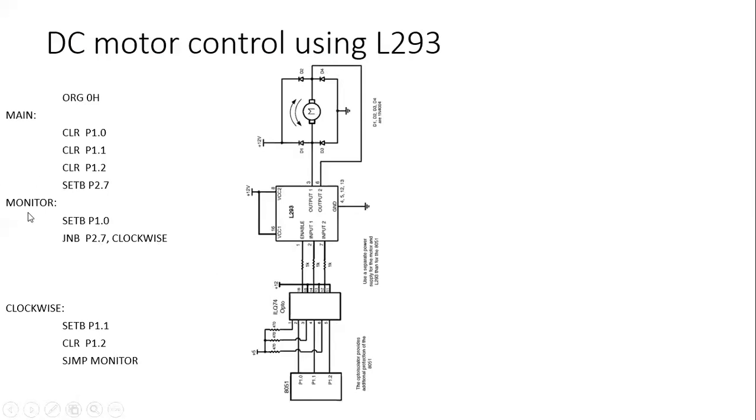Again, we come back to the monitor statement. There we enable it and also monitor the switch. If the switch is equal to 1, then it will be anti-clockwise. In anti-clockwise, it's a reverse now. P1.1 we have to send 0, and P1.2 we have to send 1. Got it? So like this we can easily control the direction of rotation of the DC motor, using the H bridge and its associated driver.